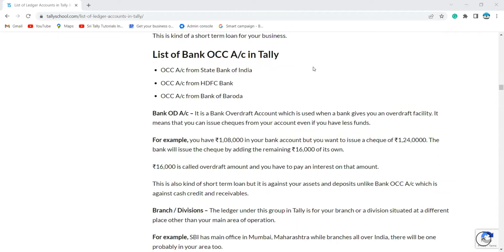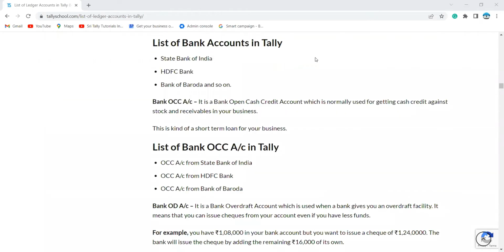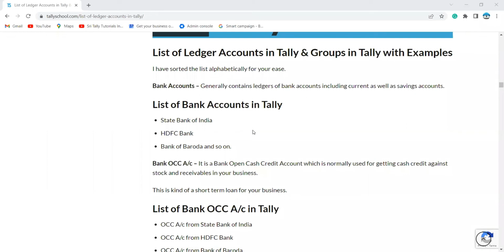Okay, my list of bank accounts. A list of bank accounts in Tally, like State Bank account, HDFC Bank account, Bank of Baroda account. This all comes under bank accounts. Bank accounts generally contain ledgers of bank accounts, including current as well as savings accounts.